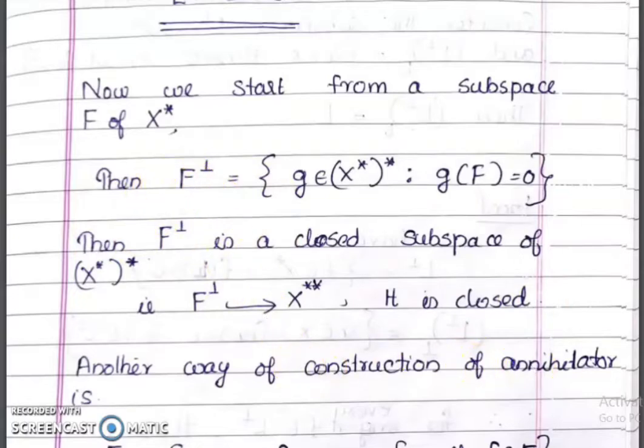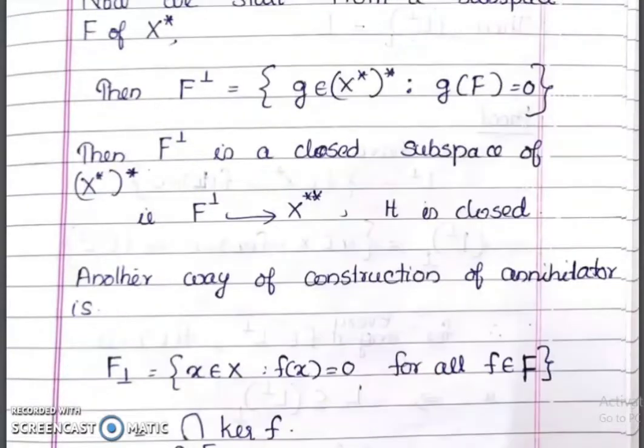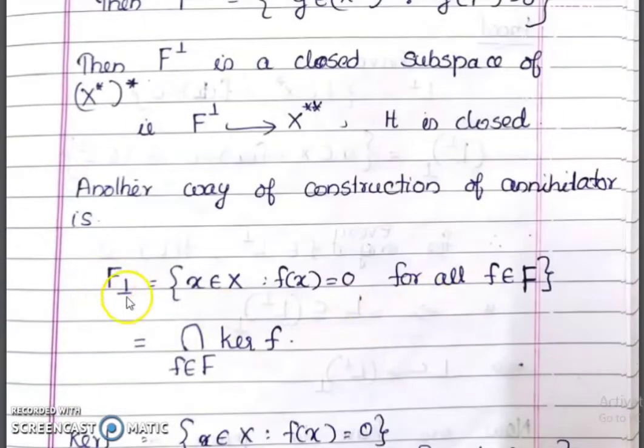There is another definition, and it is denoted as F perp, with the perp placed in a different position. I don't know actually what we call this notation. We call this also F perp. And here if F belongs to X star, this F perp is equal to the set of all x belongs to X such that f of x equal to 0 for all f belongs to F.